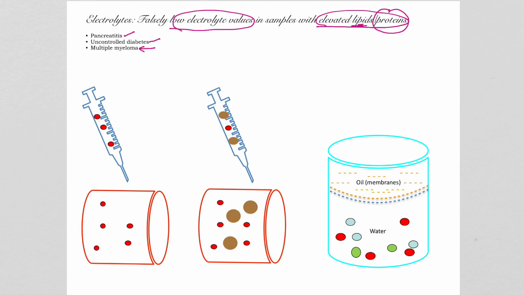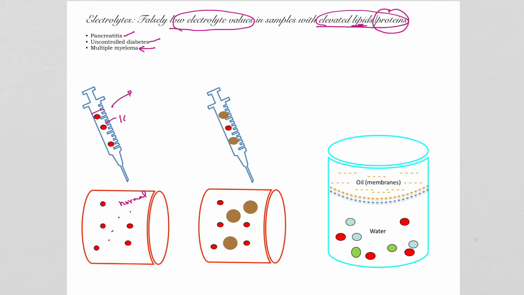Why does that happen? So here's a normal case, where the lipids and the proteins are just normal. When you take a blood sample, let's say I collected, just to give you an idea, this sample that we are going to collect and eventually inject into a machine, an analyzer.